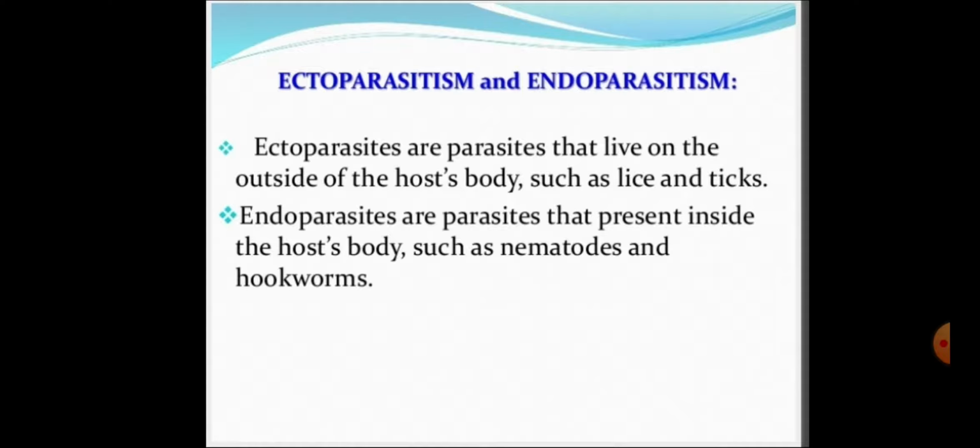Ectoparasites are parasites that live on the outside of the host body, such as lice and ticks.